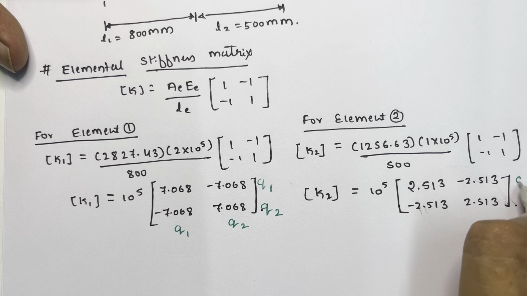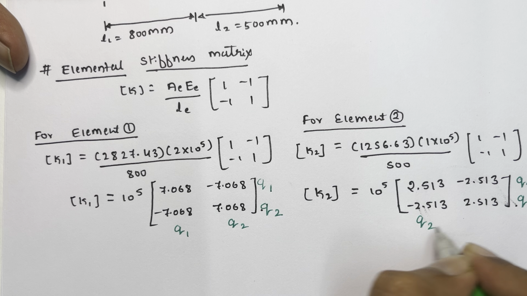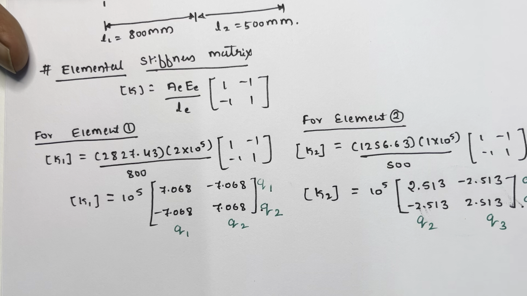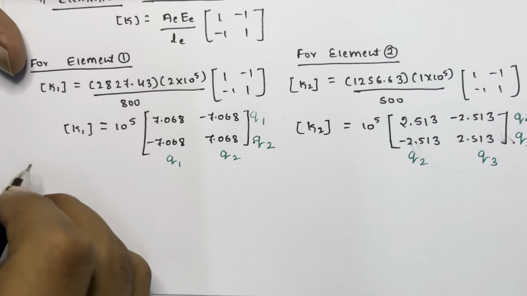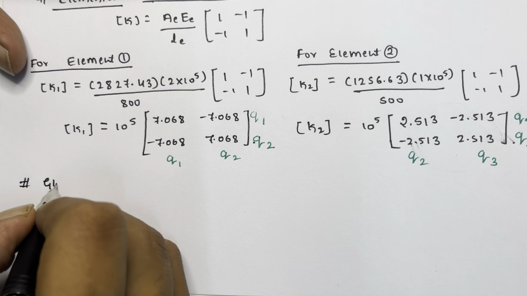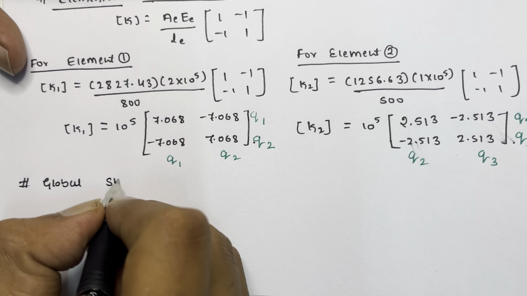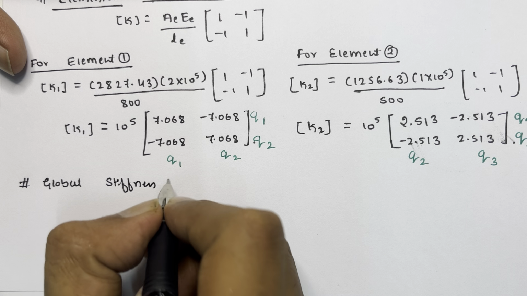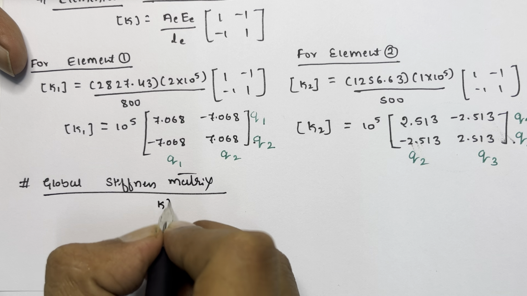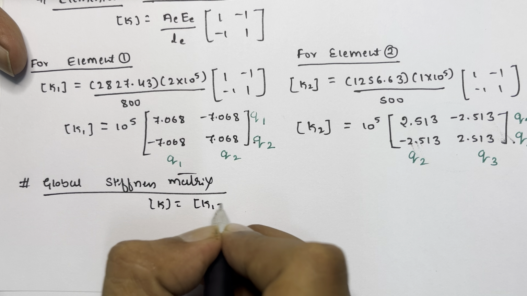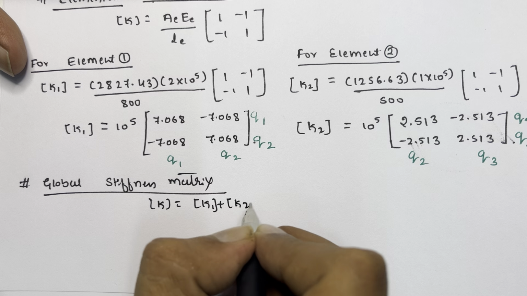Again, the first row here is for element 2, so here Q2 and Q3. Here this is Q2 and this is Q3. Okay, now I will write the global stiffness matrix, that is K is equal to K1 plus K2.